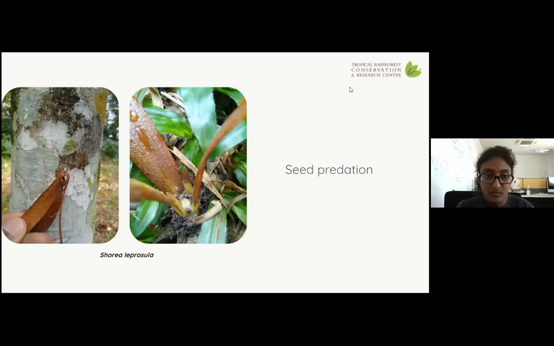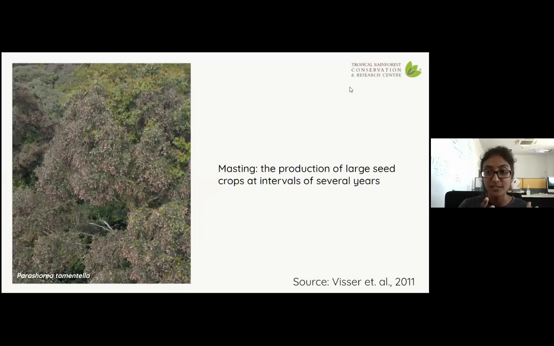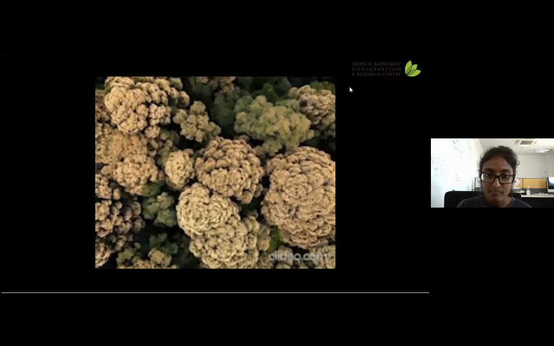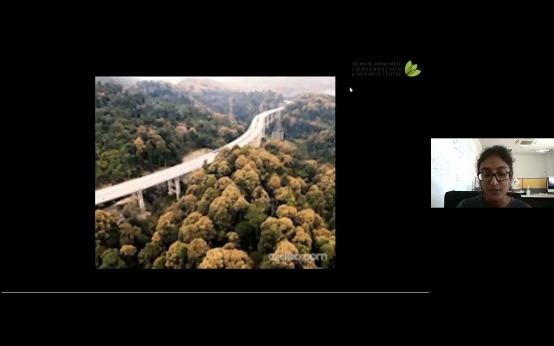But there is this event called masting. Masting is the production of large seed crops at intervals of several years, meaning, for example, after 5 years, this special species of dipterocarp in a habitat starts to produce flowers at the same time. So you get beautiful videos like this. This was taken by Mr. Patrick in the Rawang bypass. This happens simultaneously. You can see the canopy in the color that it produces. So beautiful.